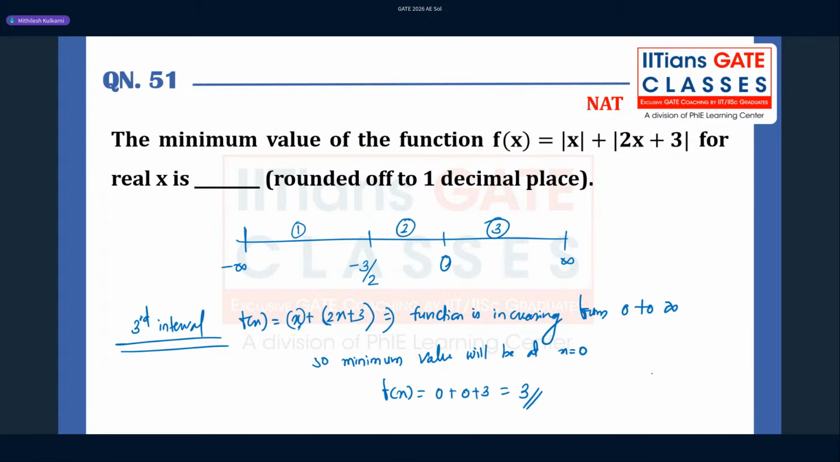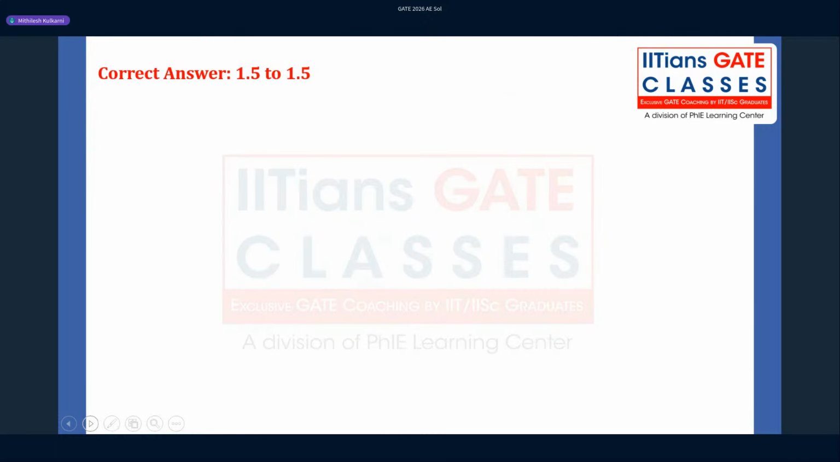Now the second range, minus 3 to 0. Let's try to find the second range. Second interval is minus 3 by 2 to 0. f of x, what can you write? Mod of x plus mod of 2x plus 3.